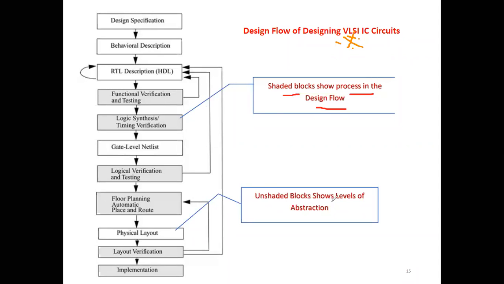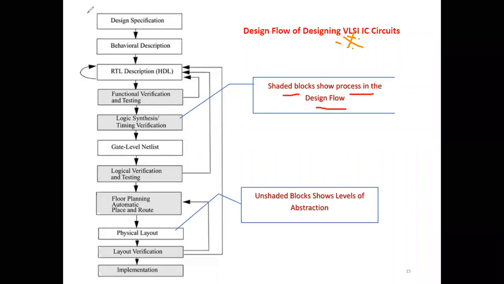We specified here, unshaded blocks show the levels of abstraction. In the sense, we have totally four different types of levels of abstraction. That is data flow modeling, gate level modeling, behavior modeling, switch level modeling. Those things I can say as unshaded. Sorry, I can say as the different abstraction levels. Now, let us see how we can explain these things.